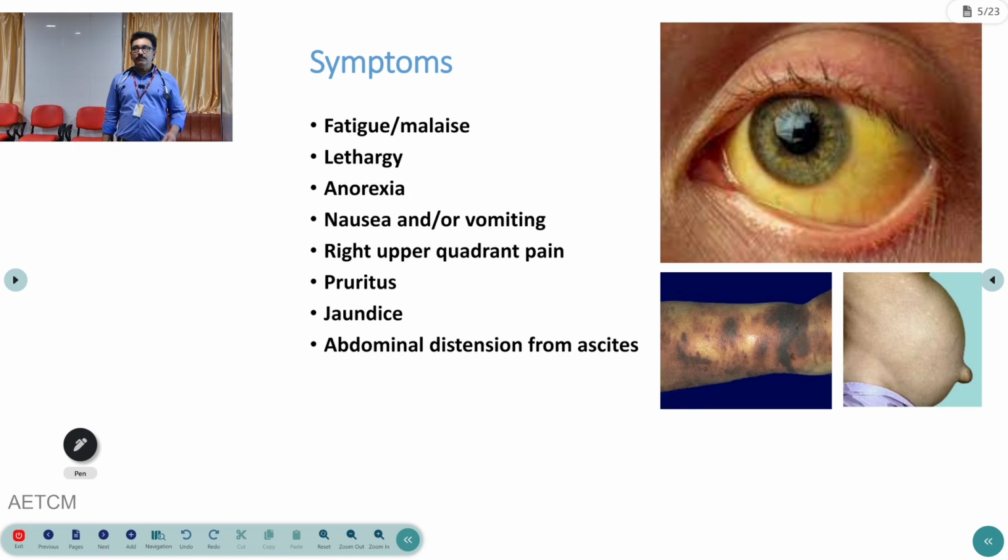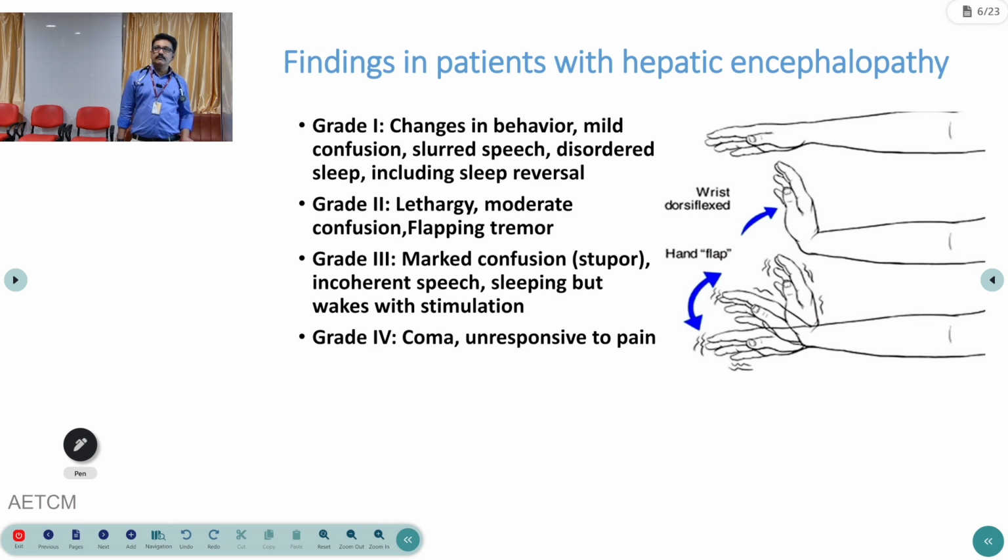Now, what are the symptoms of hepatitis? Hepatitis can have jaundice, that is the most important finding, and in liver failure the patient can develop ascites. Once liver failure occurs, the patient can have elevated PT-INR and bleeding tendency. You can see a lot of ecchymotic patches. So, these are the most important clinical findings.